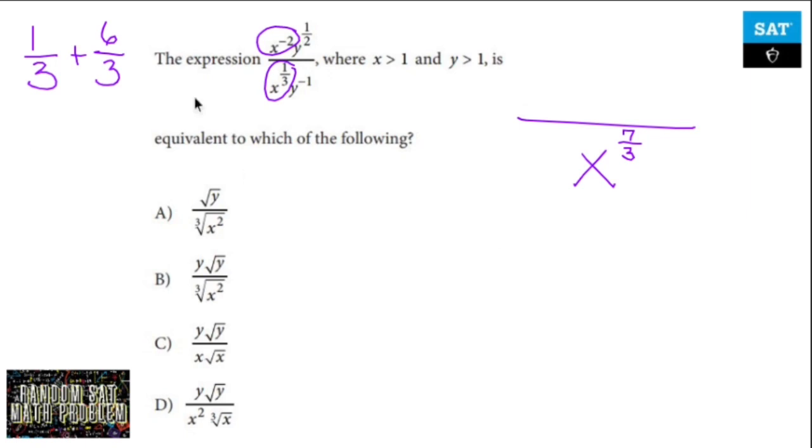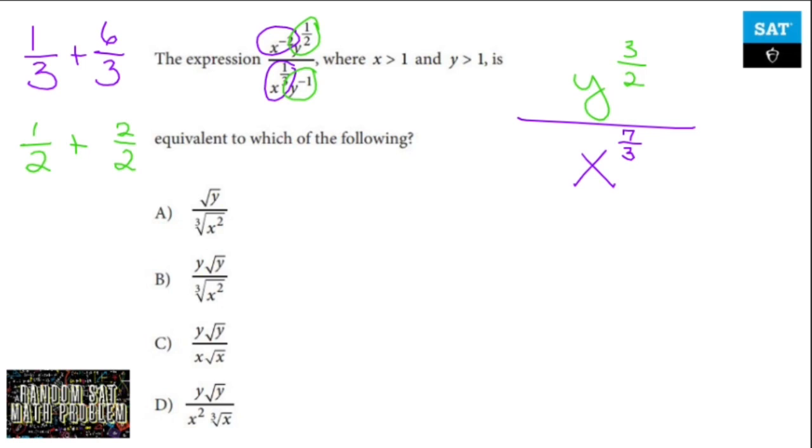Now let's do the same thing with y. I have y to the 1/2 in the numerator, y to the negative 1 in the denominator. I have to do 1/2 minus negative 1, which is the same as 1/2 plus positive 1, which is 2 over 2. And I get y to the 3 over 2 in the numerator.